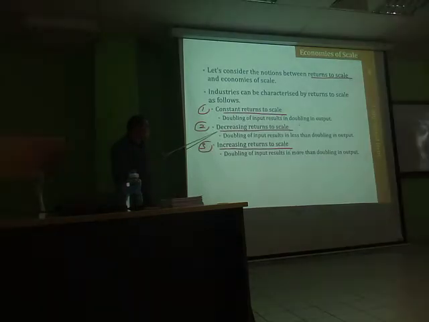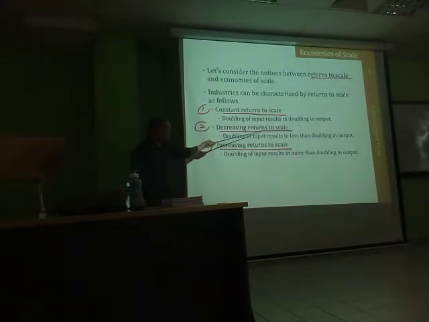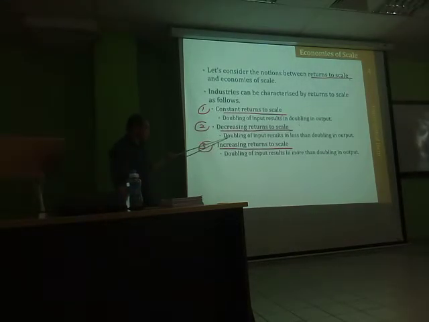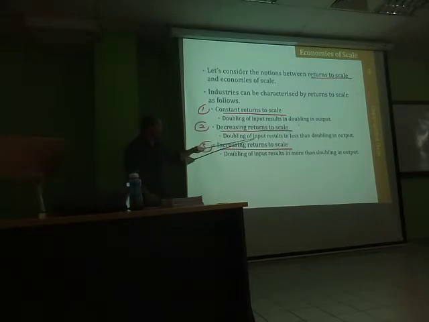The second one is decreasing returns. Decreasing returns is if you double the number of inputs in your production, your output is less than double. That is decreasing returns to scale. The last one is increasing returns to scale. If you double the number of your inputs, your output is more than double.